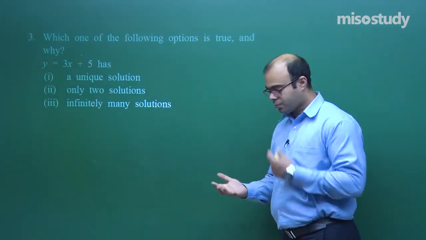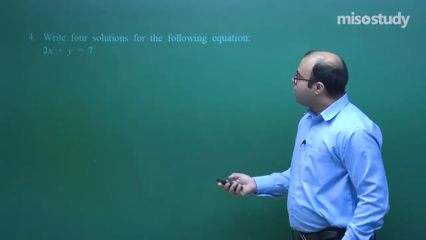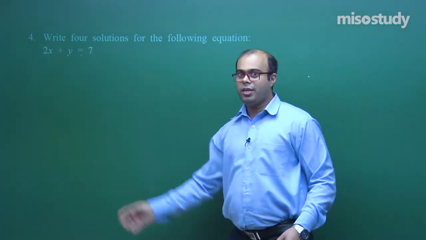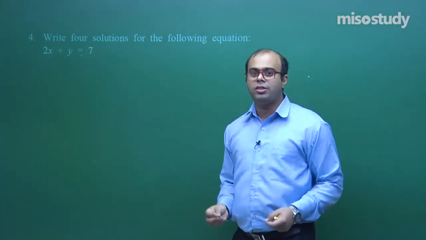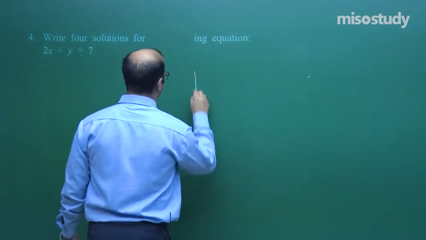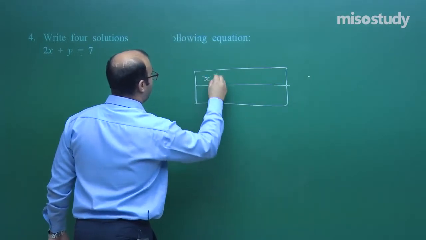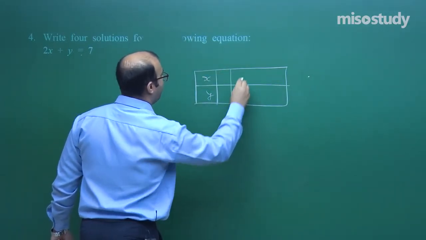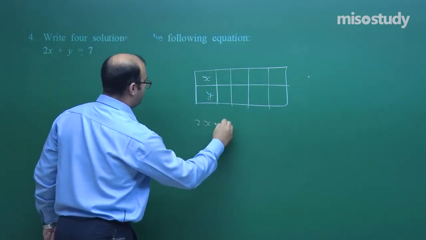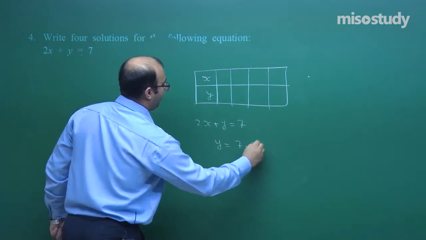Okay students, let us come to the next question. Write 4 solutions for the following equation. This is also a linear equation, it also has infinite solutions. We have to just write 4 solutions. So how do we write the solutions? Let us take a box like this, take values of x and for those values of y, 4 columns. It is 2x plus y is equal to 7. So let us write it as y is equal to 7 minus 2x.